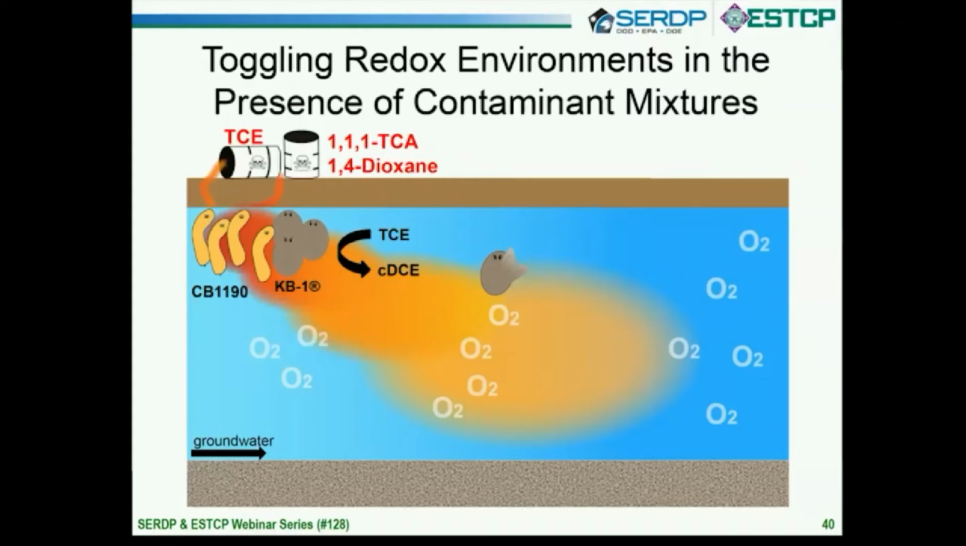Then KB1 would degrade TCE up until cis-DCE, and then as oxygen becomes available or is injected, CB1190 can take care of residual cis-DCE and other things, as well as dioxane when conditions are aerobic. Of course, KB1 would not survive exposure to oxygen.